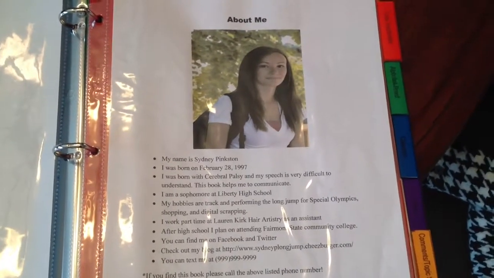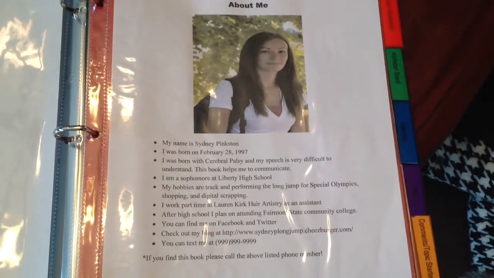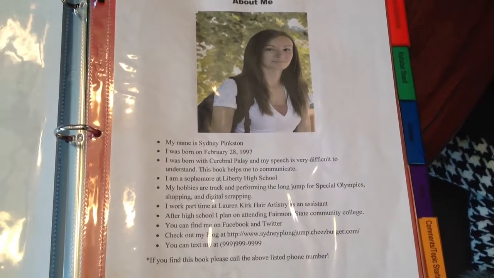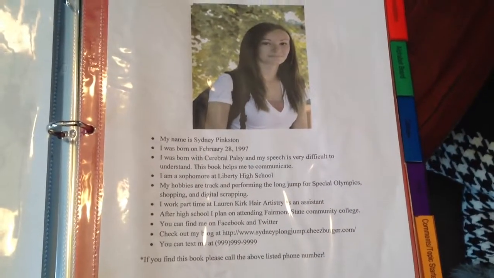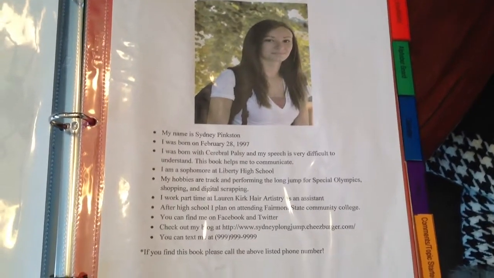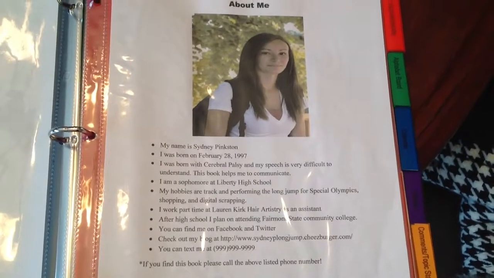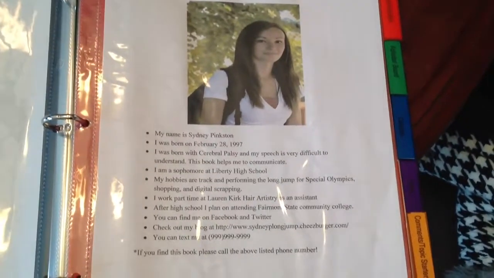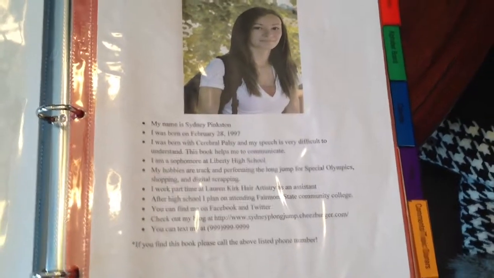And it includes where she goes to school, her hobbies, what she likes to do in her spare time, where she works, her plans for after graduation, and then also something that's very important for teenagers, that they can be found on Facebook and Twitter, so she can communicate that way also. And I put, check out my blog, with her blog address, because she's beginning to have an interest in that. And then her cell phone number where they can text her. And also I put, if you find this book, please call the above listed phone number.